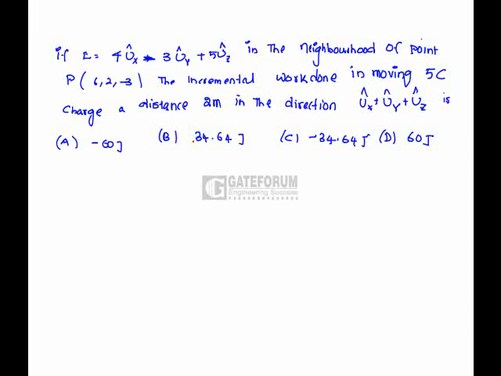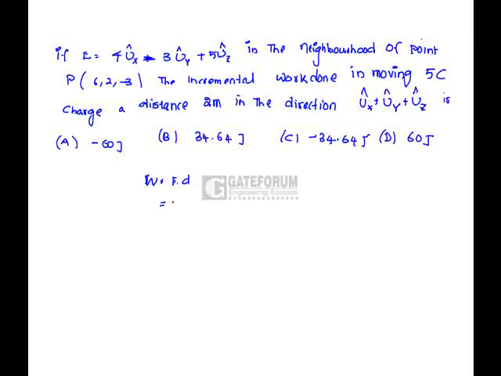If E, that is the electric field, equals 4ux minus 3uy plus 5uz in the neighborhood of the point (6, 2, -3), the incremental work done in moving a 5 coulomb charge a distance of 2 meters in the direction of ux plus uy plus uz is?